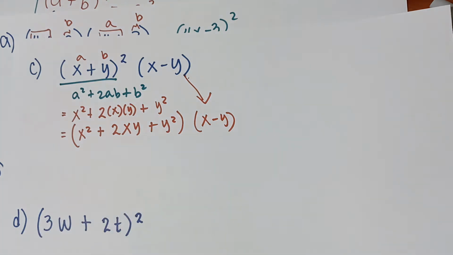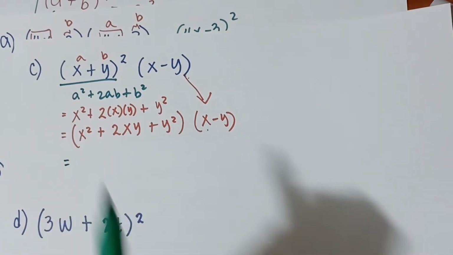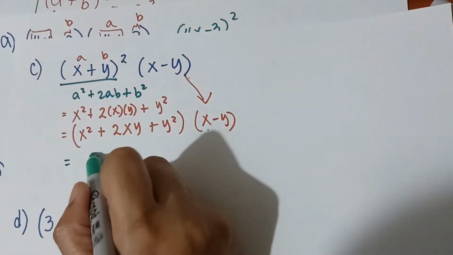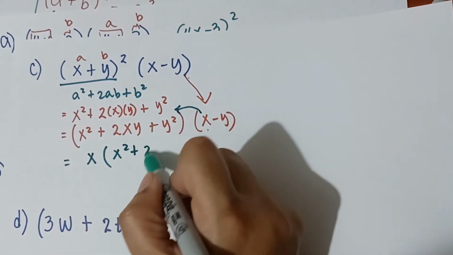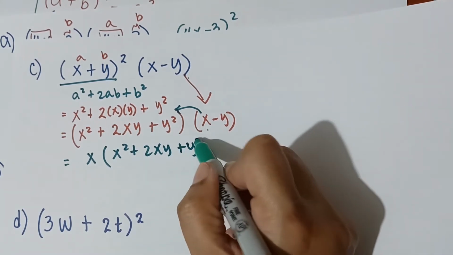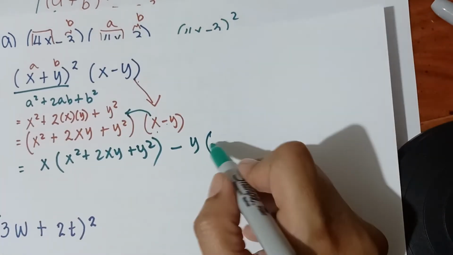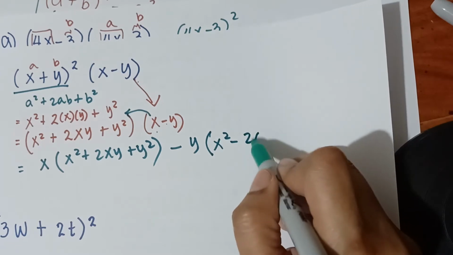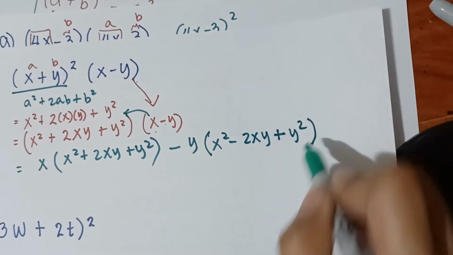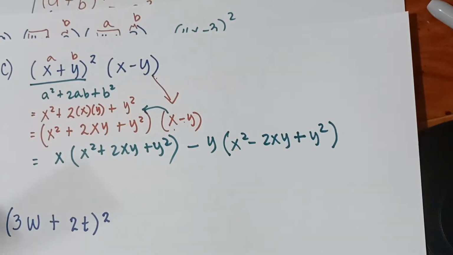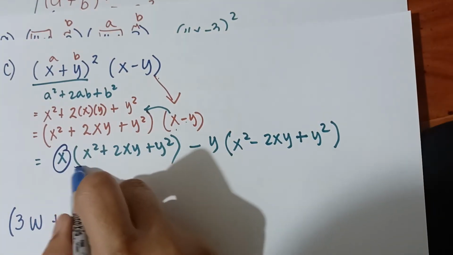Now, what's the next thing na dapat mong gawin? So, ang gagawin mo ngayon dyan ay i-multiply mo tong x to the whole of that and this y to the whole of that. So, para hindi ka malito, it would be easier to do that. So, let's say x times this whole thing, x squared plus 2xy plus y squared minus y times x squared less 2xy plus y squared. Okay?